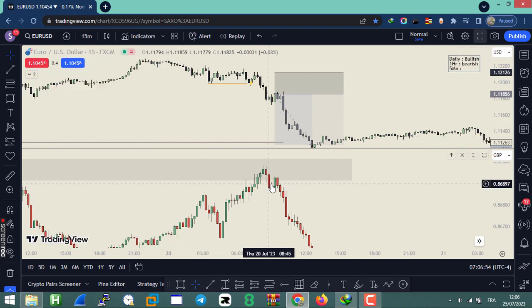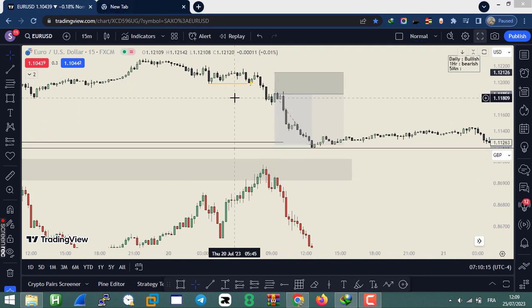So we have a market structure shift, and at the same time, we have the EUR/USD making a market structure shift right here, right? So the next time you see a setup on both pairs, the first thing you want to do is go to the EUR/GBP chart to determine which currency is stronger and which currency is weaker.